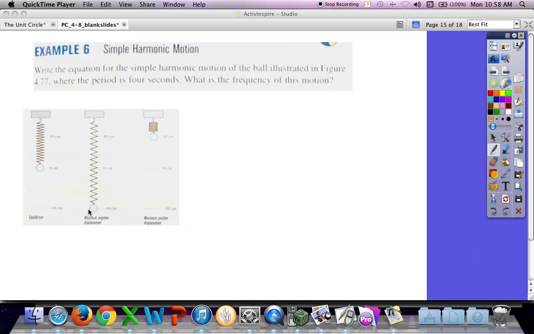Which one do you think we want to use, sine or cosine? It's starting in the middle, right? So we're definitely going to use a sine. So let's start: D equals A sine omega t. The maximum displacement is the amplitude.